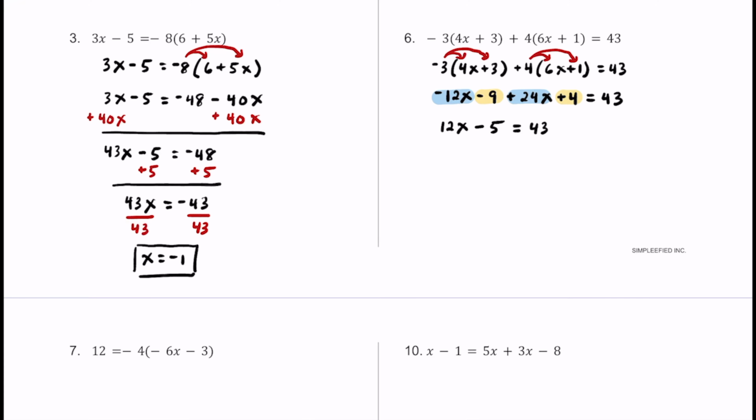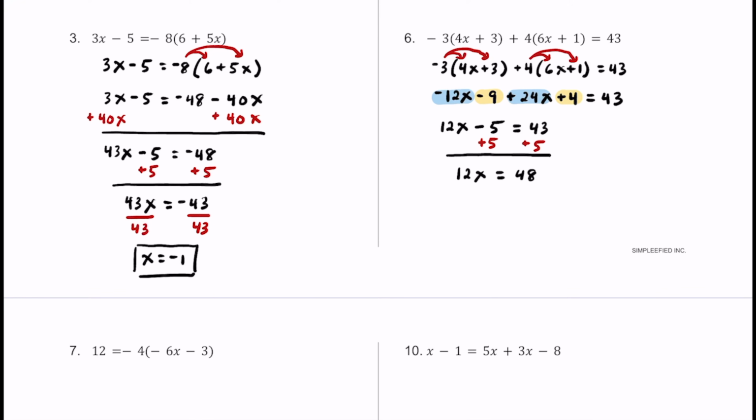Okay, so now we just have a two-step equation, and so we can go ahead and add 5 to both sides of the equation. If we go ahead and do that, then on the left side, the negative 5 and positive 5 will cancel out to make 0. So we get 12x is equal to, and on the right side, 43 plus 5, that's going to be 48.